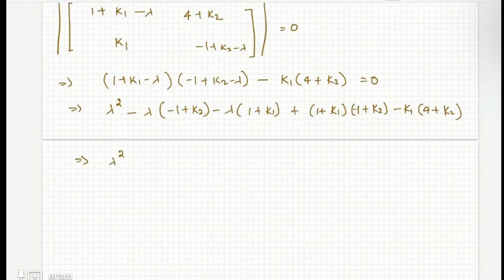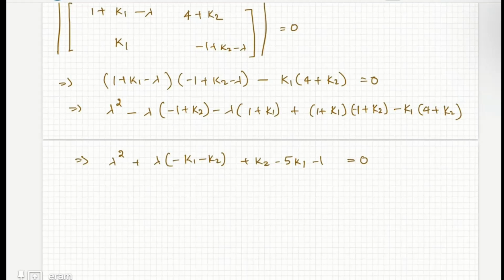This is lambda square minus lambda times (K1 plus K2), and this equals, minus K2, minus 5 K1, minus 1 equals 0. So this is the characteristic equation for the closed loop matrix A plus BK.